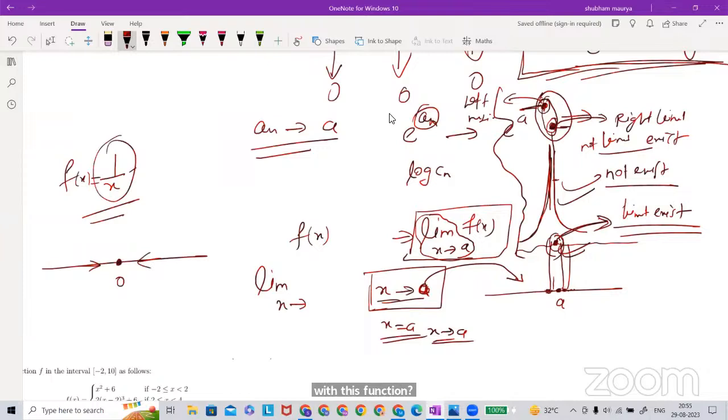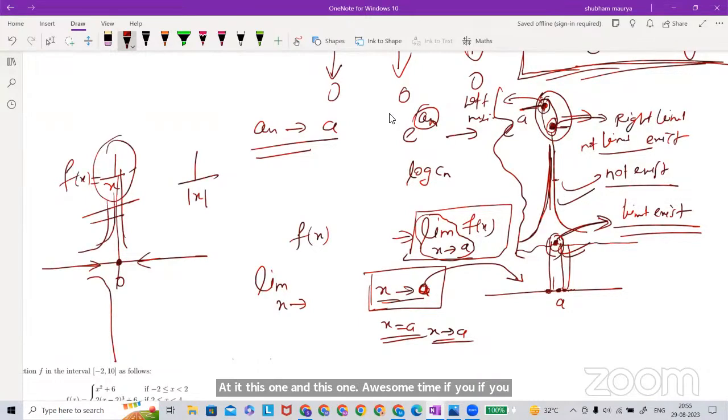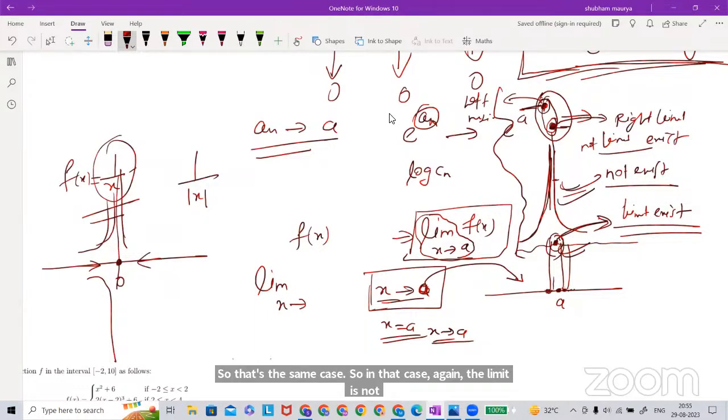It is kind of infinite, right? This is kind of this one and either this one. Yes, sir. This one and this one. Or sometimes if you have mod of x, in that case it is like this, right? That's the same case I wrote. So in that case again the limit does not exist. Okay, sir. Okay, got it? So if you are getting all three, the limit is done. That part is that. Now let's solve a problem.